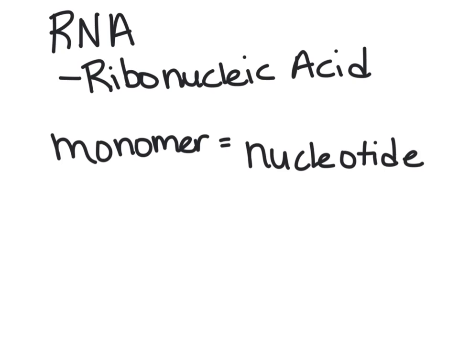RNA stands for ribonucleic acid, and the monomer of a ribonucleic acid is called a nucleotide. So you may already see or hear some of the similarities between these two structures. Deoxyribonucleic acid, ribonucleic acid. Monomers of both of them are nucleotides.